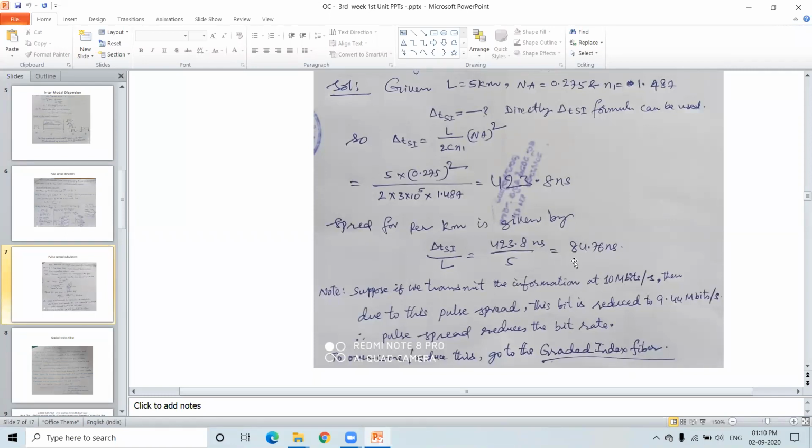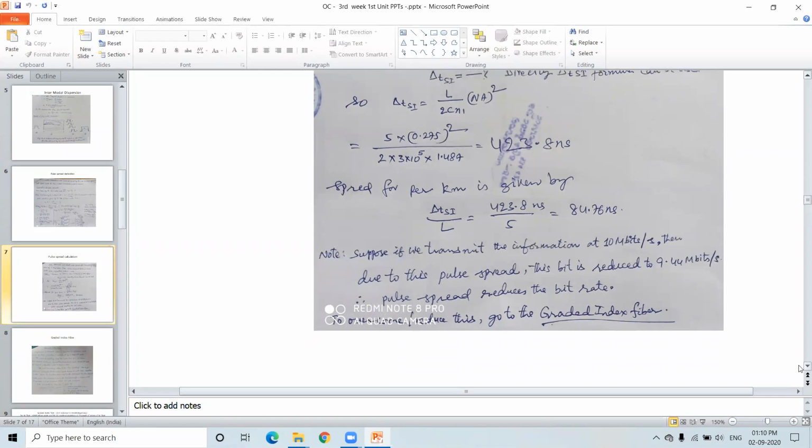If there is a pulse spread per kilometer of 84.976 nanoseconds, now the bit rate has reduced to 9.4 megabits per second. This is how the pulse spread affects the bit rate possible through the fiber. And now this is what we studied. Is there any solution to reduce this? The pulse spread is happening because of the large number of modes present in the fiber.